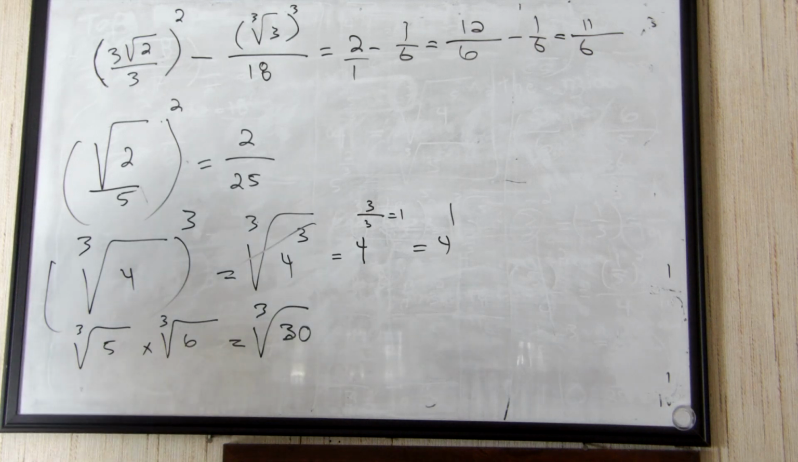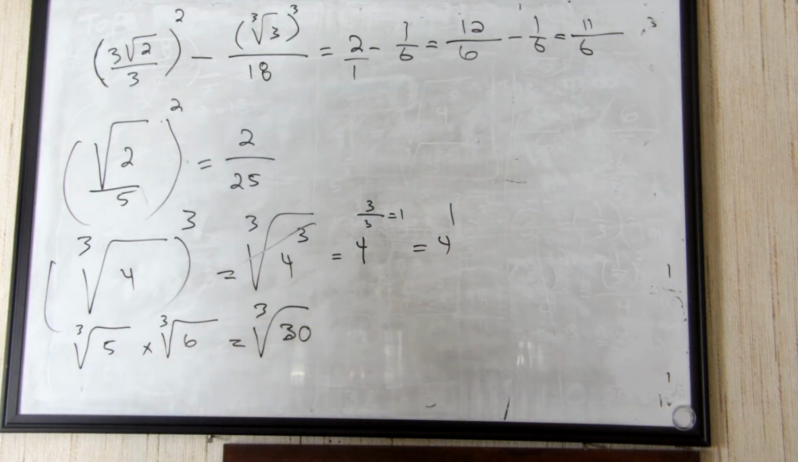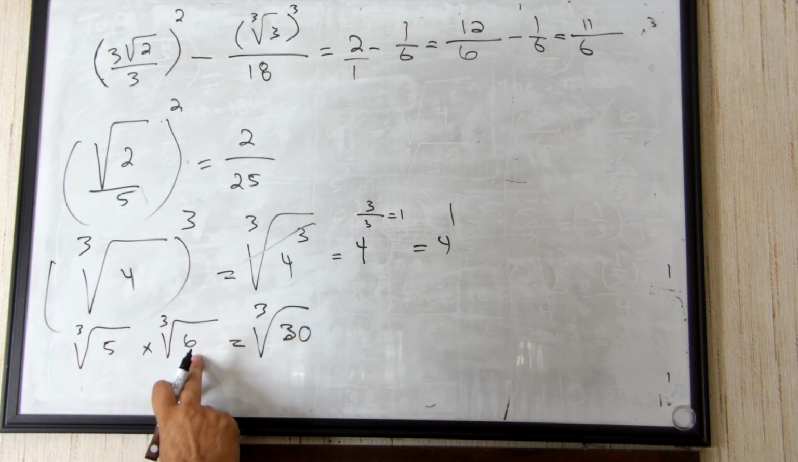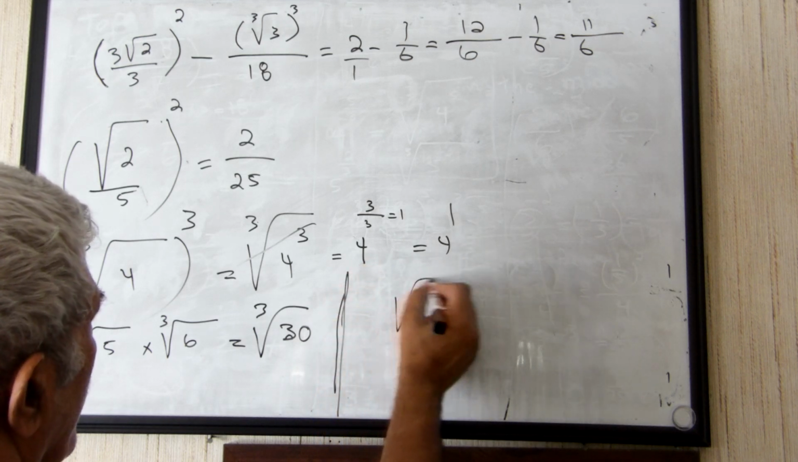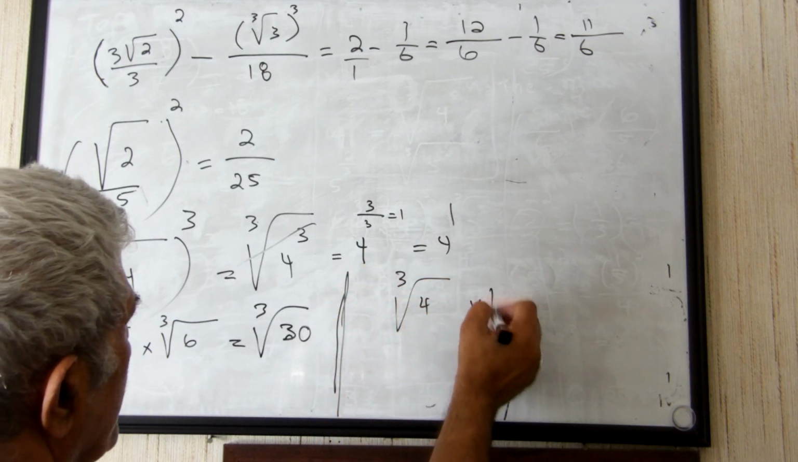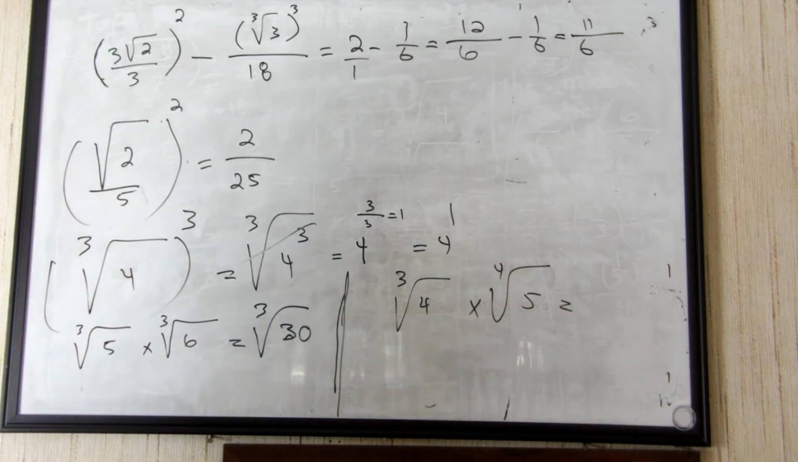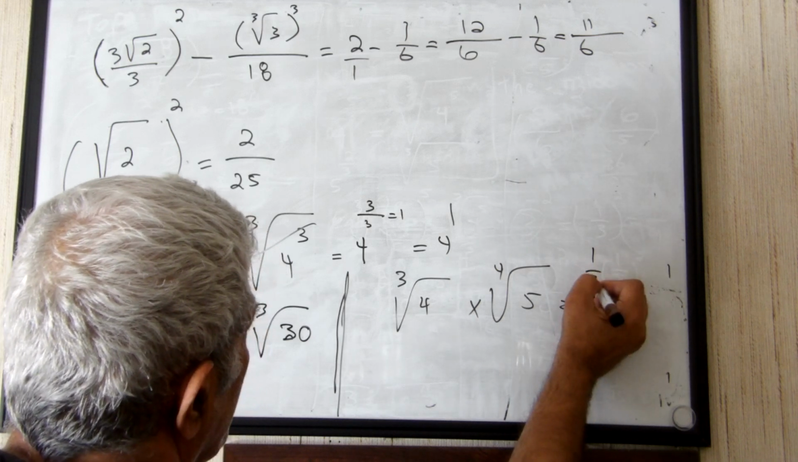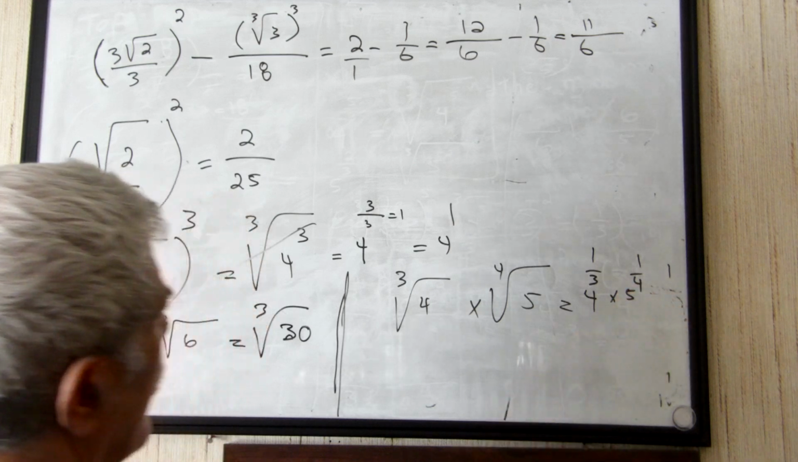You know that if the indexes are the same, we can multiply them. But if you have something like this, 3, 4 times 4, 5, you cannot multiply this. What we can write is 1 over 3 times 5, 1 over 4.